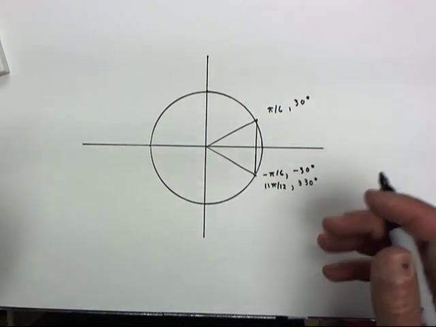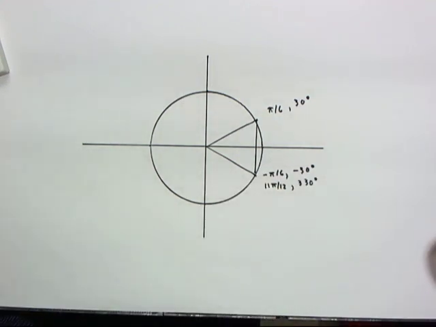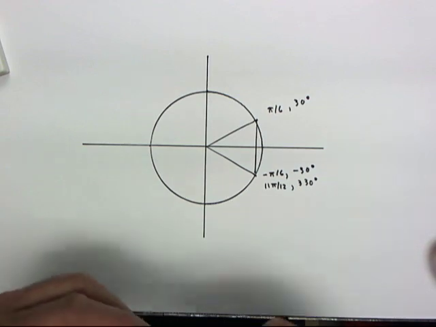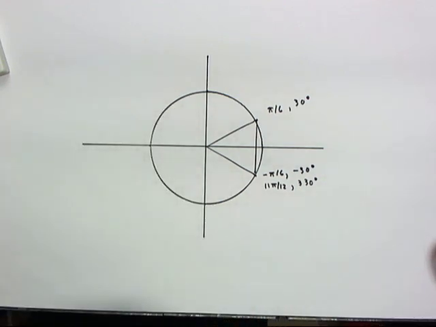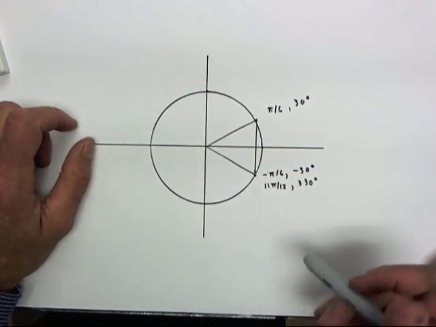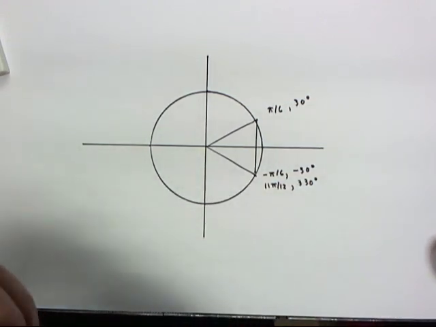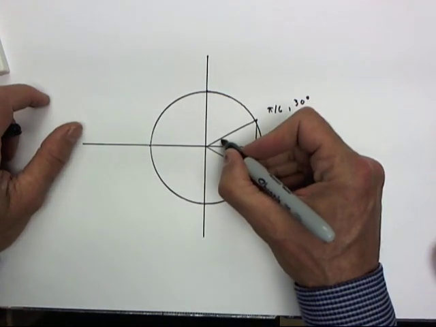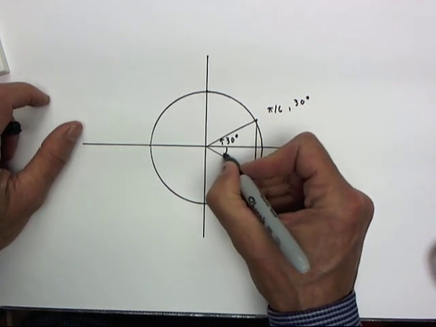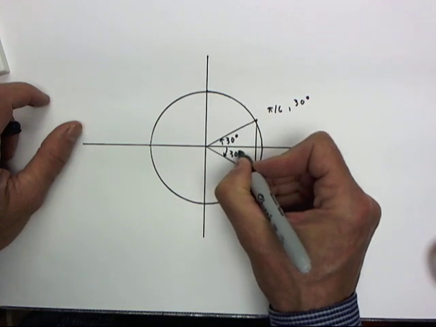Now again, remember, this is all based on hand-sketched lines on a circle. None of these angles were measured precisely, so there could be some errors here, but we understand that this represents a triangle whose angle here is 30 degrees and whose angle here is 30 degrees.